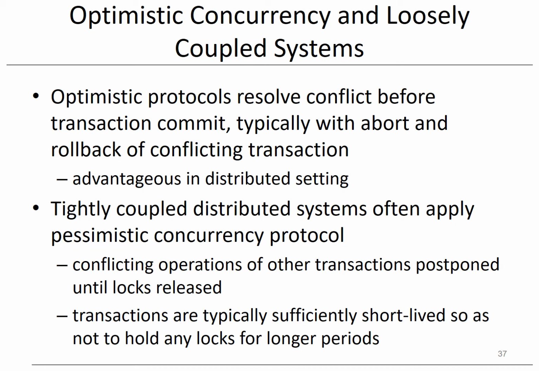In a tightly coupled environment, transactions are typically sufficiently short-lived so as to not hold any locks for longer periods. A transaction either commits in a short time span, or the transaction coordinator and the other participants are notified promptly that a participant is not available or will not be able to commit its sub-transaction, so the global transaction can be aborted and locks can be released across all participants.